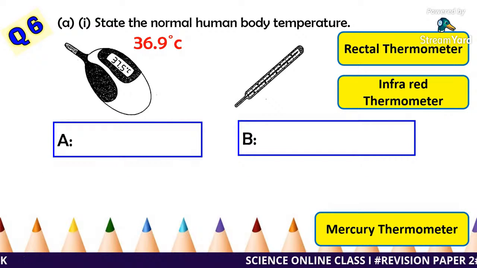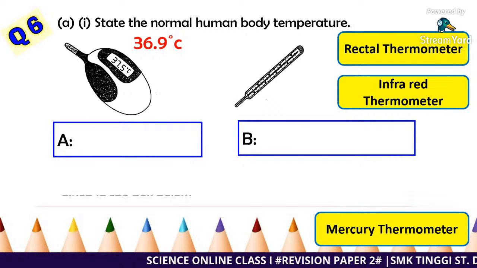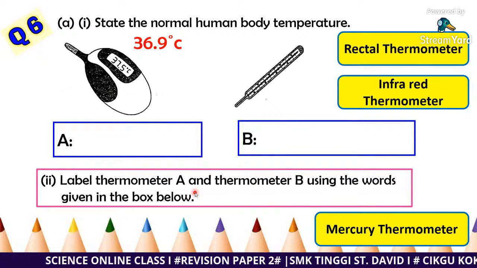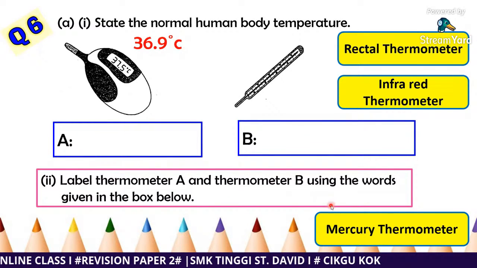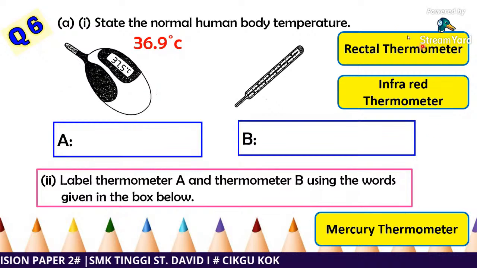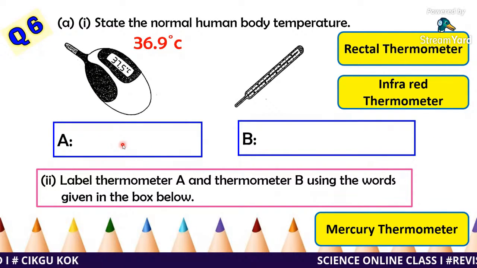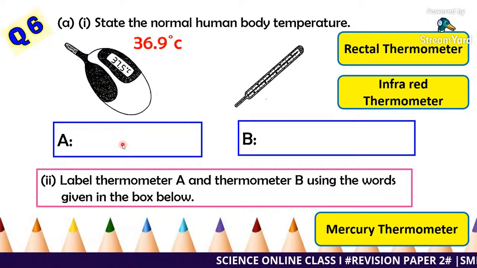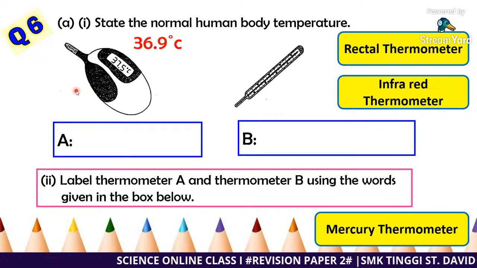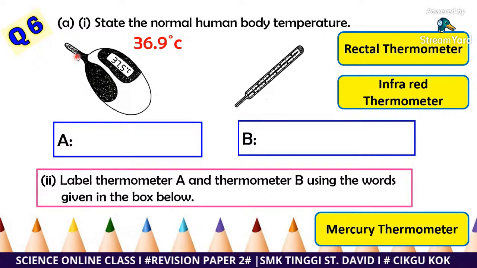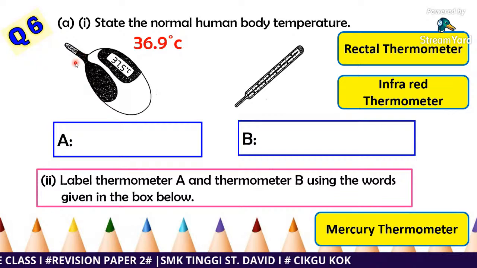Okay, first, we're going to see the question. Label thermometer A and thermometer B using the words given in the box. So the first one, what thermometer is this? This one is the smallest one. Can you find it? The needle is very small. So this one we call it A.